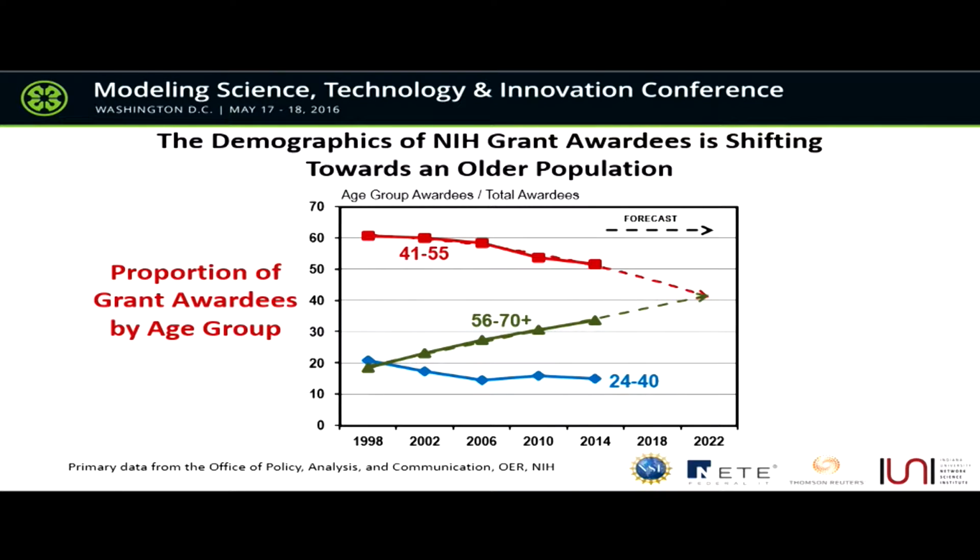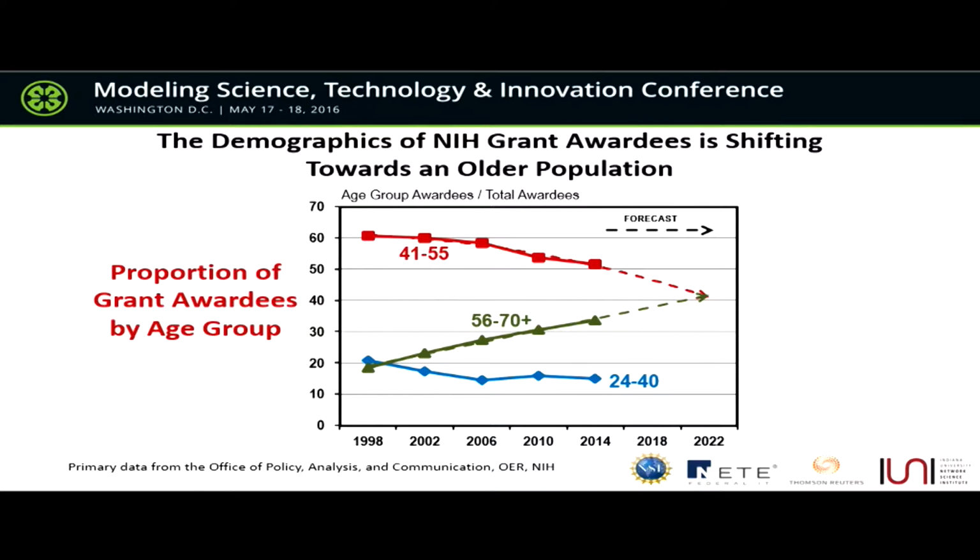We divided all of the awardees into 3 broad age groups: early stage investigators in blue, mid-career investigators in red, and established investigators in green. Over the time frame from 1998 to 2014, the proportion of established investigators, the green curve, rose in a surprisingly linear fashion at a rate of about 1% per year.